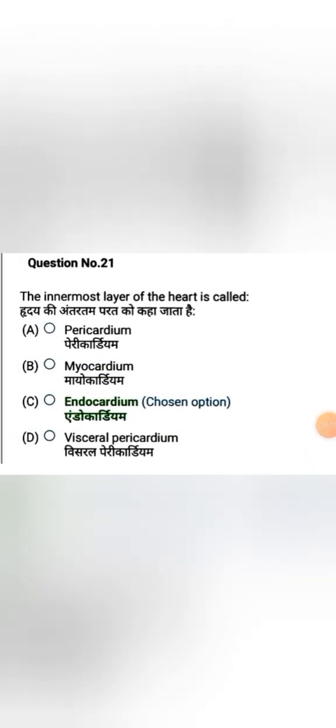And the next question, the innermost layer of the heart is called? Options. Option A pericardium, option B myocardium, option C endocardium, option D visceral pericardium. Which is the innermost layer? Epicardium, myocardium and endocardium. That is the order. Endocardium is the innermost layer. So option C is the correct answer.